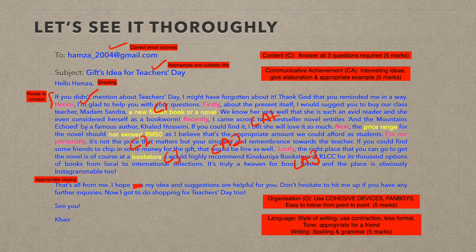And then C2. C2 is about the second task, the price range. So you also provide the point for this question, and then you have elaboration and example. So you get CA2, which is the communicative achievement for the second task. And also C3 referring to the point number 3 for the task number 3, and then CA3 is the communicative achievement for requirement 3.